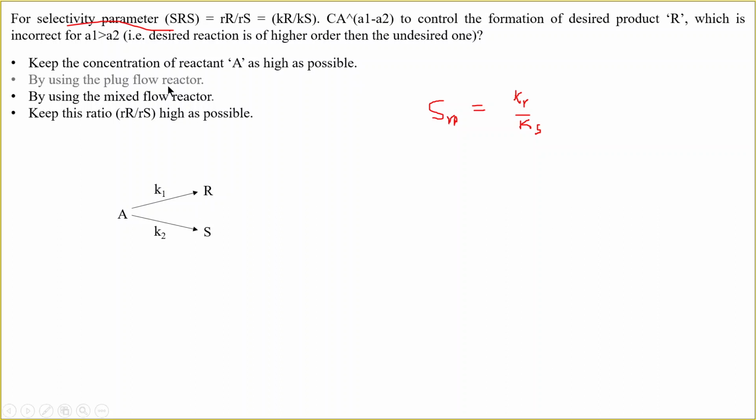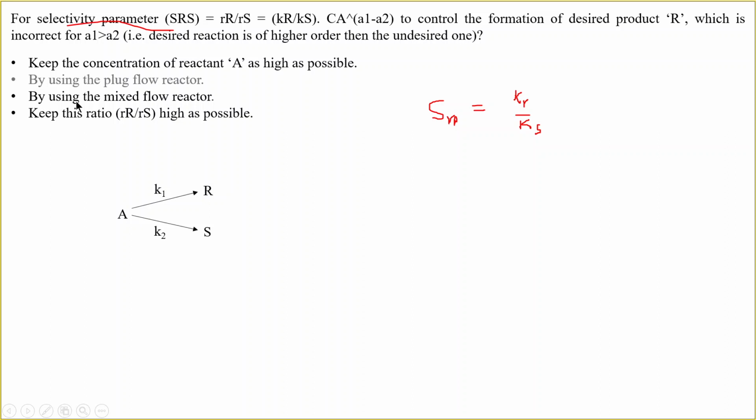Next, we have by using the plug flow reactor. By using the plug flow reactor, we are definitely going to promote the formation of R, because by the comparison of the reactor equations for the plug flow and the mixed flow, we know that plug flow reactors have better conversion rates than mixed flow for similar volumes. So by using the plug flow reactor, we are definitely going to get the desired product R.